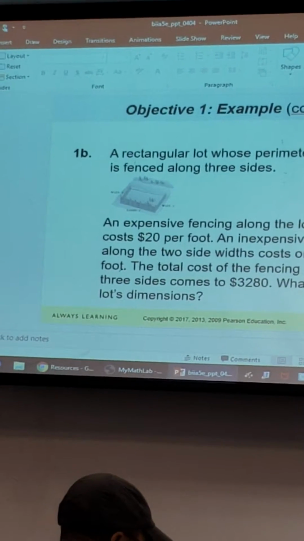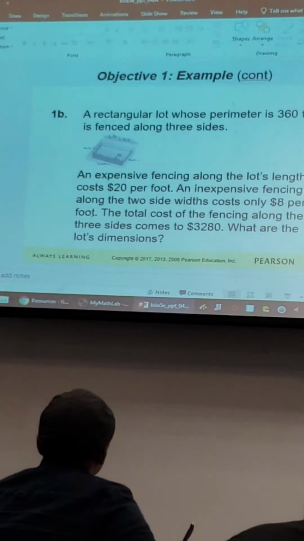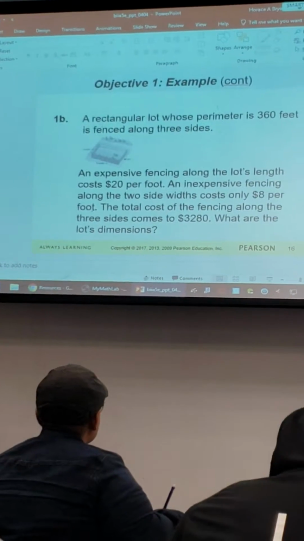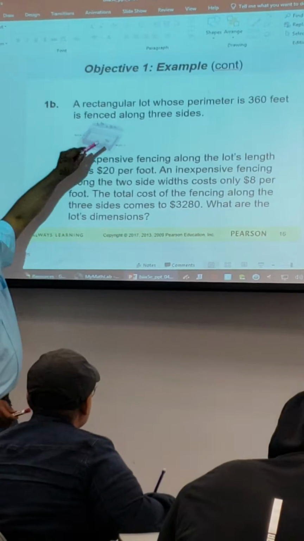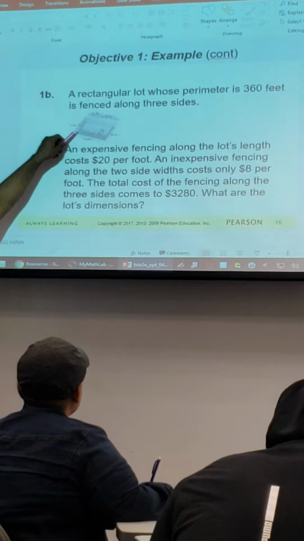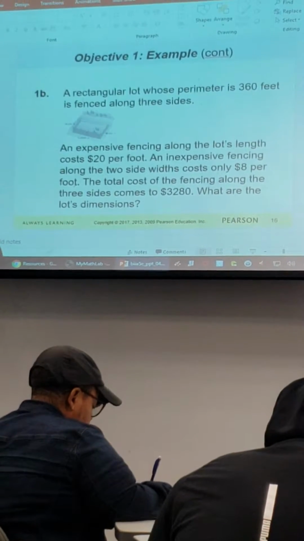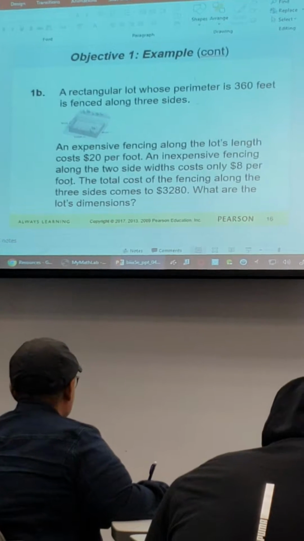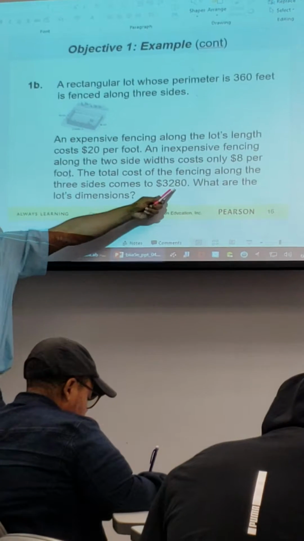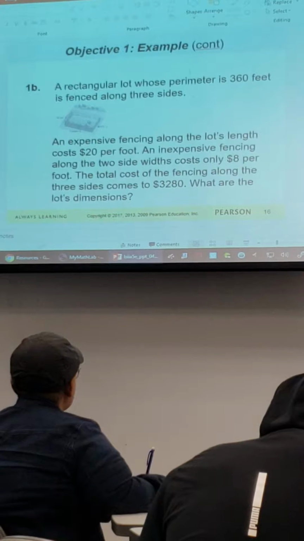Okay, an expensive fencing along the lot's length costs $20 per foot, and inexpensive fences along the two sides cost $8 per foot. So two sides at $8 per foot, and $20 per foot for the length, right? The total cost of fencing the three sides comes to that. Okay, what are the lot's dimensions?